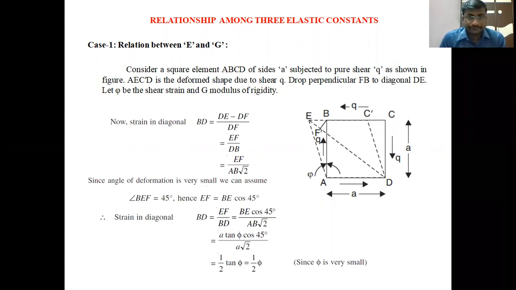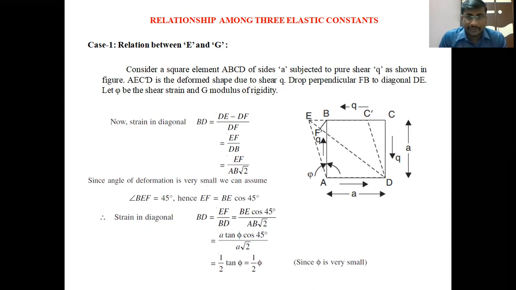In today's class, we discussed the relationship among three elastic constants. What are the three elastic constants? As we know, in the earlier classes we already discussed three elastic constants. What are those? First one is the Young's modulus, or modulus of elasticity. Second one is the rigidity modulus or shear modulus. Third one is the bulk modulus.